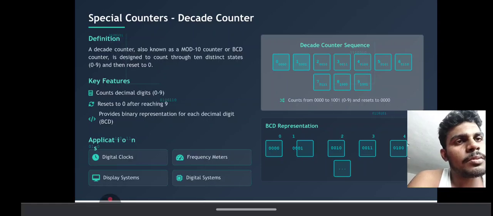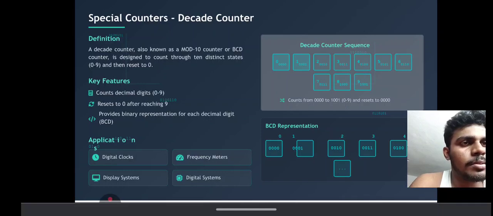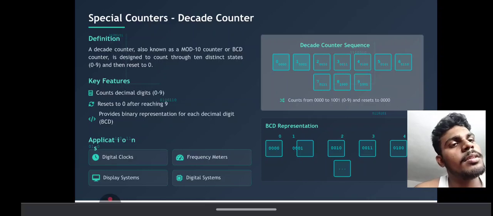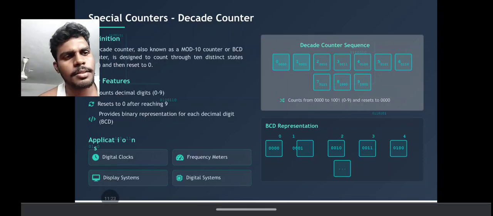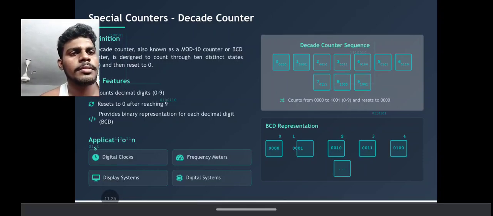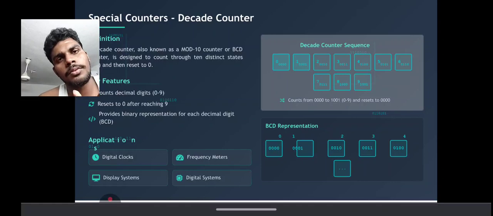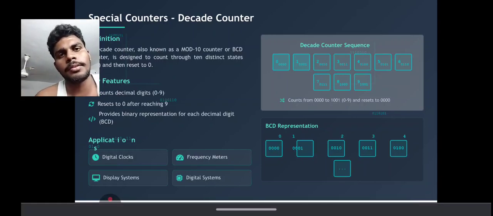Decade counter sequence: 0, 1, 2, 3, up to 9. The counter counts decimals 0 to 9, with BCD representations, up to 9 in decimals. These are the special counters, the decade counters.